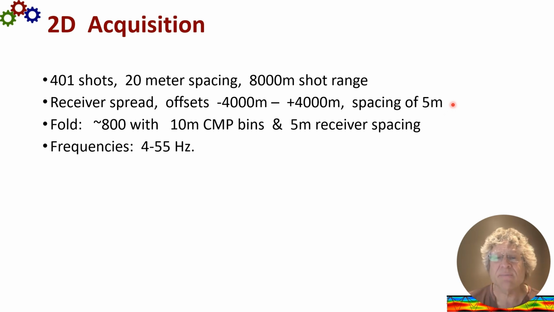This is fairly tight spacing, and this helps in some cases. I think modern acquisition is moving to tighter receiver spacing, but I also don't want people to say, oh, you could have just solved this with tighter receiver spacing. You'll see tighter receiver spacing doesn't really fully solve this, even with the 5 meter spacing. So the fold here is 800 with 10-meter common midpoint bins and frequencies of 4 to 55 hertz.